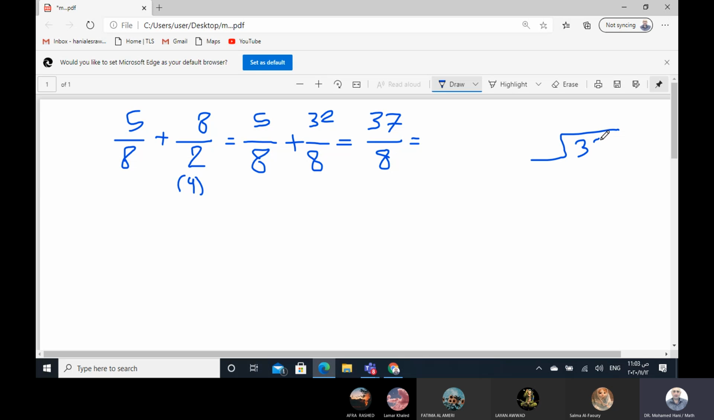Take 37 and 8. Now divide. Which number times 8 equals 37 or less than 37? 4. 4 times 8 will be 32. 37 minus 32 will be 5. So take the whole number. This is the quotient, the whole number, 4. Then take the remainder. This is the numerator. Then the divisor here will be the denominator.